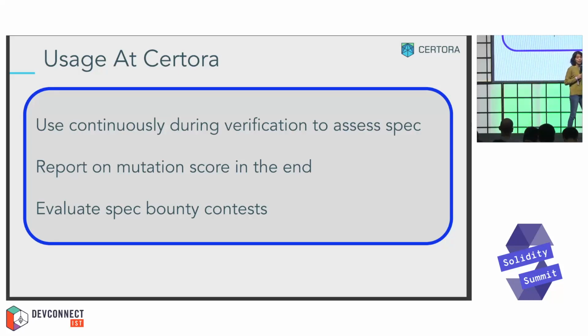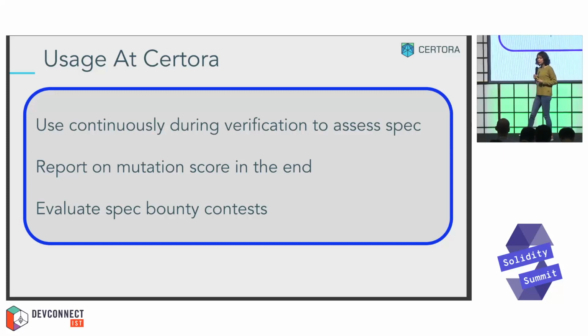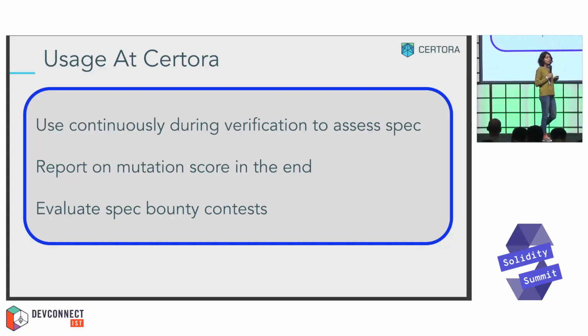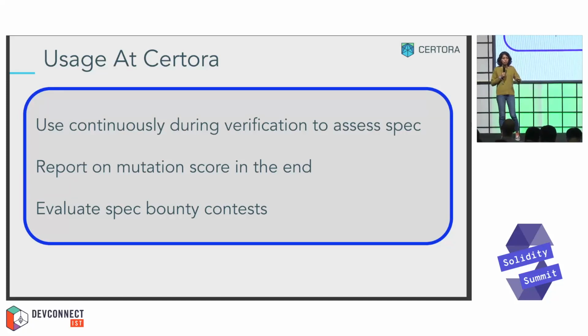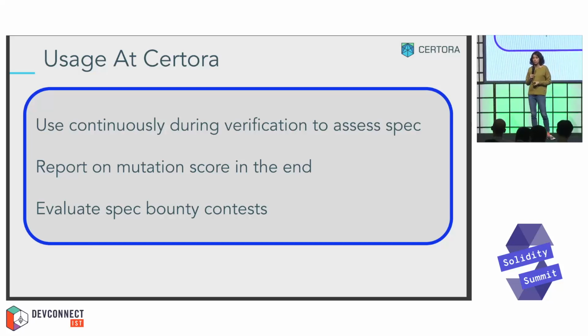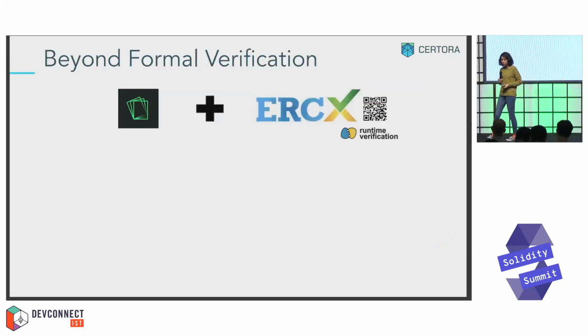Another use case, and I actually talked about this at the TrustX workshop earlier this week, is we use Gambit for evaluating spec bounty competitions. And this is quite interesting because if you are doing these contests where the community is writing specifications, how do you evaluate them? How do you know if a spec is good and how does it compare to other specs? So we have found that Gambit actually is a pretty good way to measure or evaluate specifications with respect to each other.